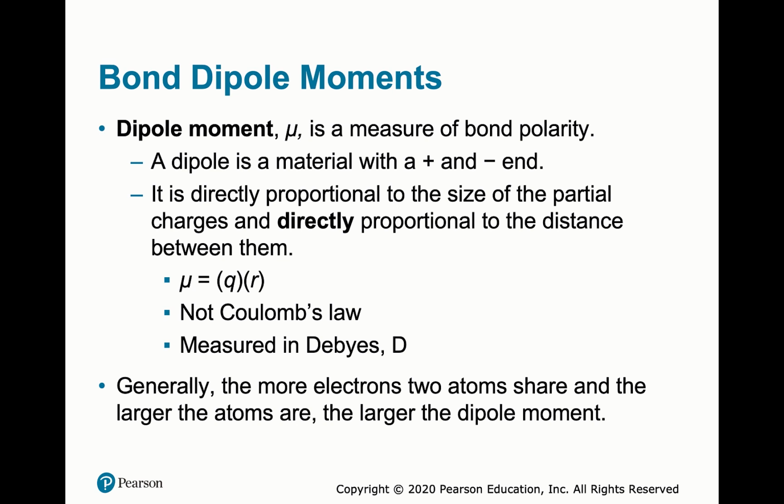And this is not Coulomb's law. This is something measured in debyes. So generally speaking, the more electrons two atoms share and the larger the atoms are, the larger the dipole moment, which makes sense. Bigger Q, bigger R for the dipole.